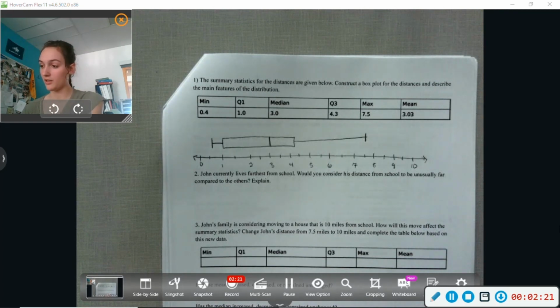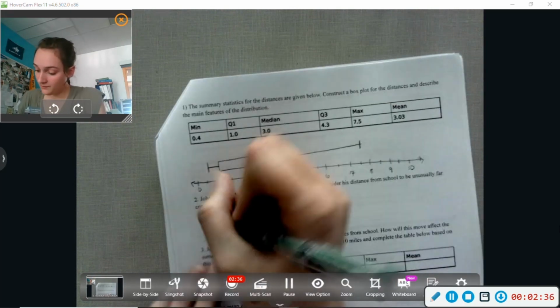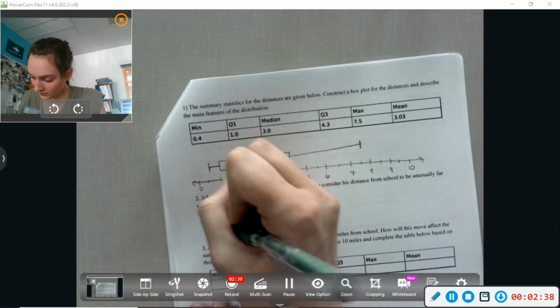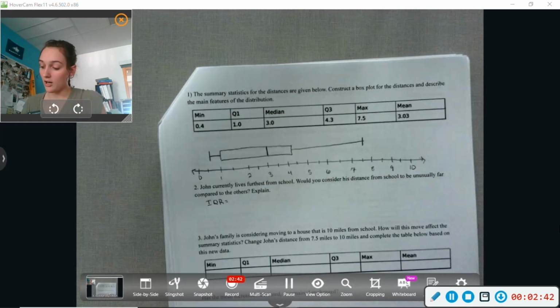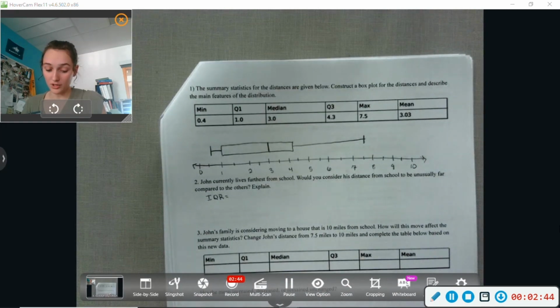And as we talked about with outliers and skew, we know that outliers are found when they are either 1.5 times the IQR above Q3 or 1.5 times the IQR below Q1. So the first thing we need to do is calculate the IQR. Remember that's going to be our Q3 minus our Q1.